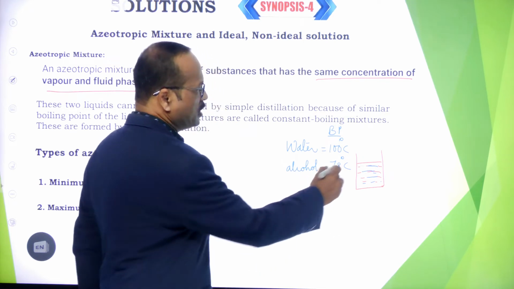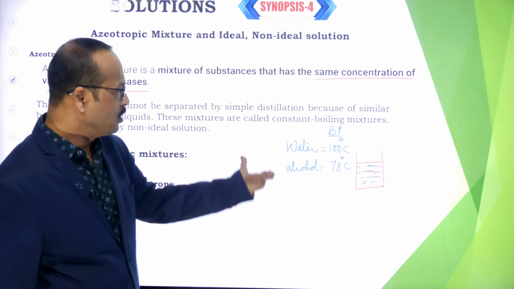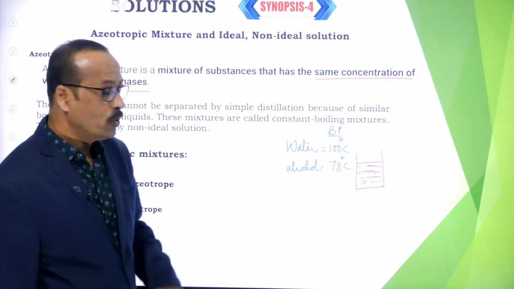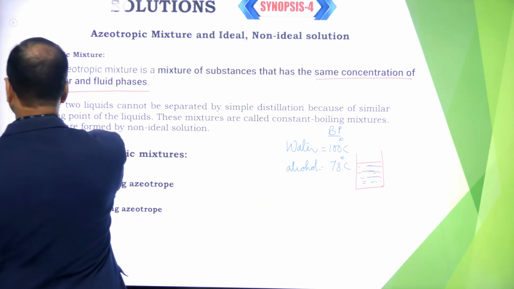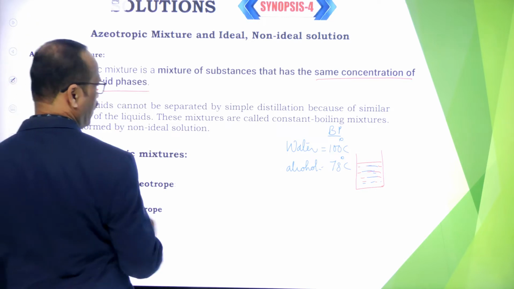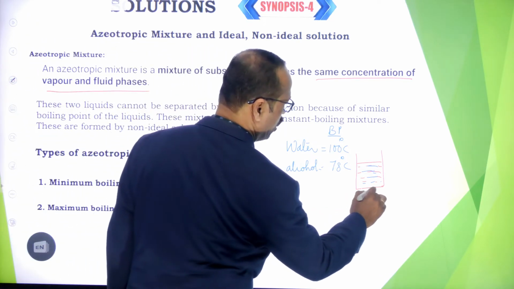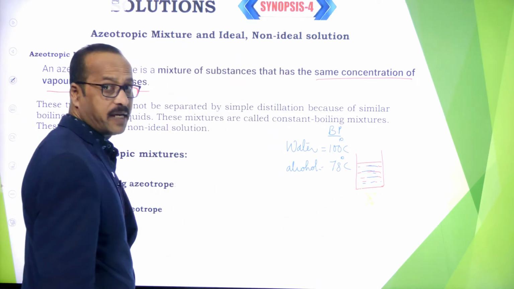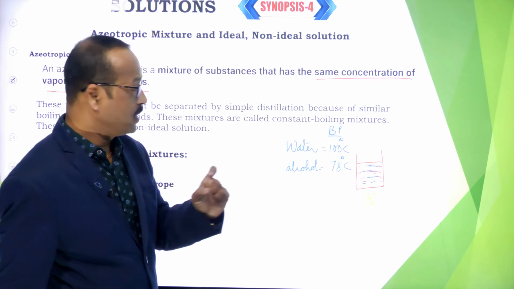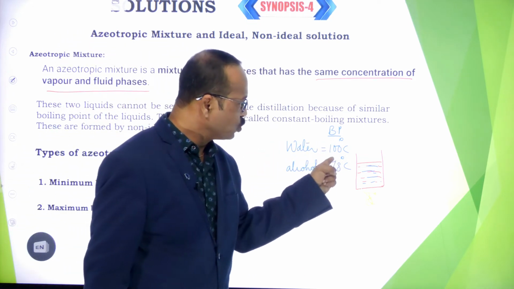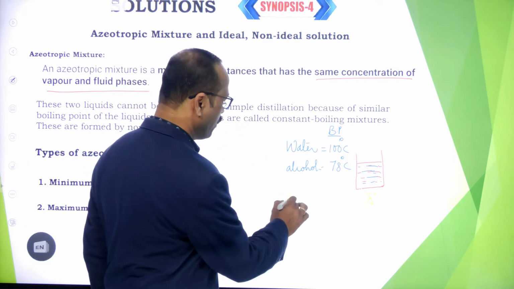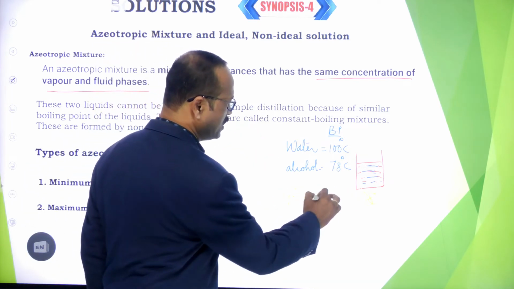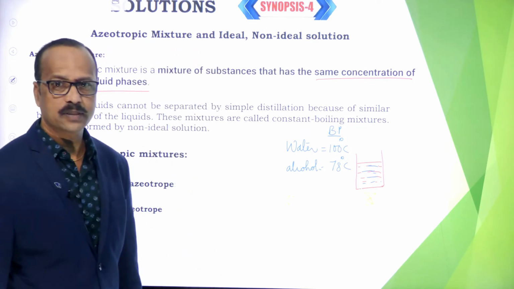Now these two liquids are mixed and I want to separate them. Then what do I do? I will maintain the temperature and heat this solution. At what temperature will I heat? I will heat at a temperature between these two. For example, I am heating up to 90 degrees Celsius.